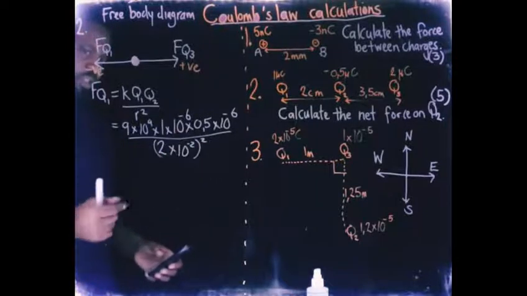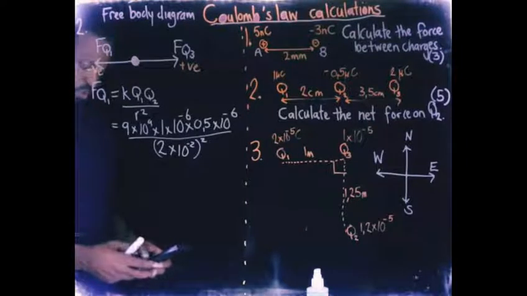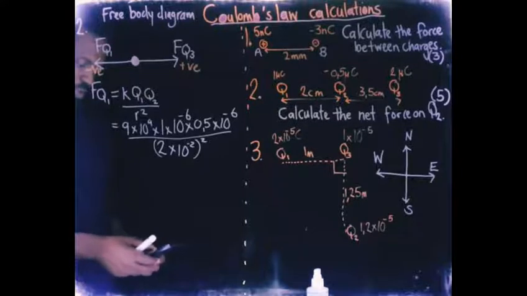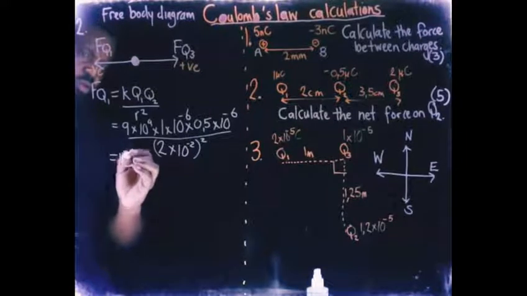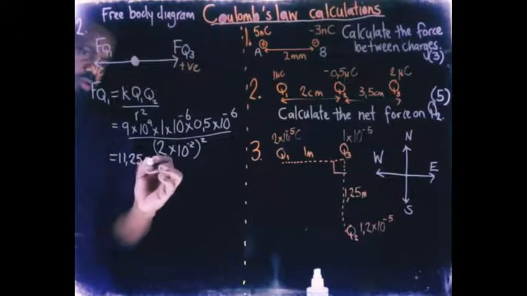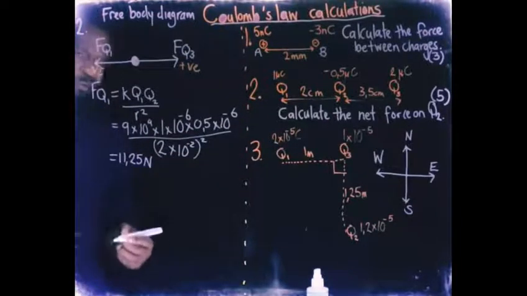Again, I place the division sign. 9 exponent 9 times 1 exponent negative 6 times 0.5 exponent negative 6. All of that, I'm going to open a bracket again, 2 exponent minus 2, squared. I get 11.25 newtons. So Q1 pulls Q2 with a force of 11.25 newtons.